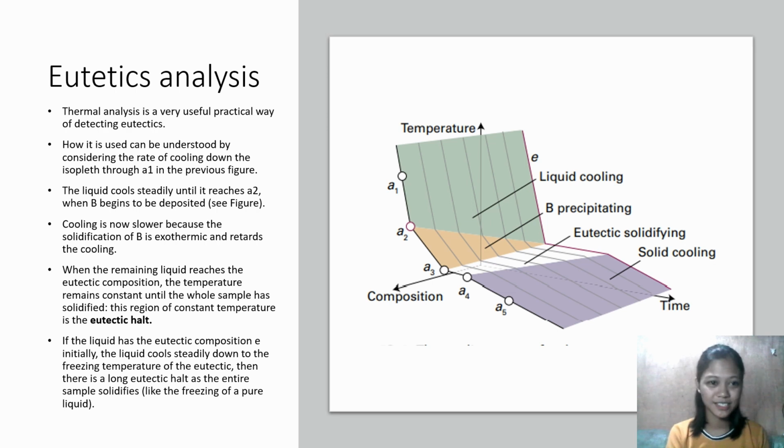Eutectics analysis. Thermal analysis is a very useful practical way in detecting eutectics. How it is used can be understood by considering the rate of cooling down the isopleth through A1 in the previous figure. So here in this figure, we can see the cooling of this substance. So we have here A1 to A5. This arrow represents your temperature, and this one your composition, and this one is the time.